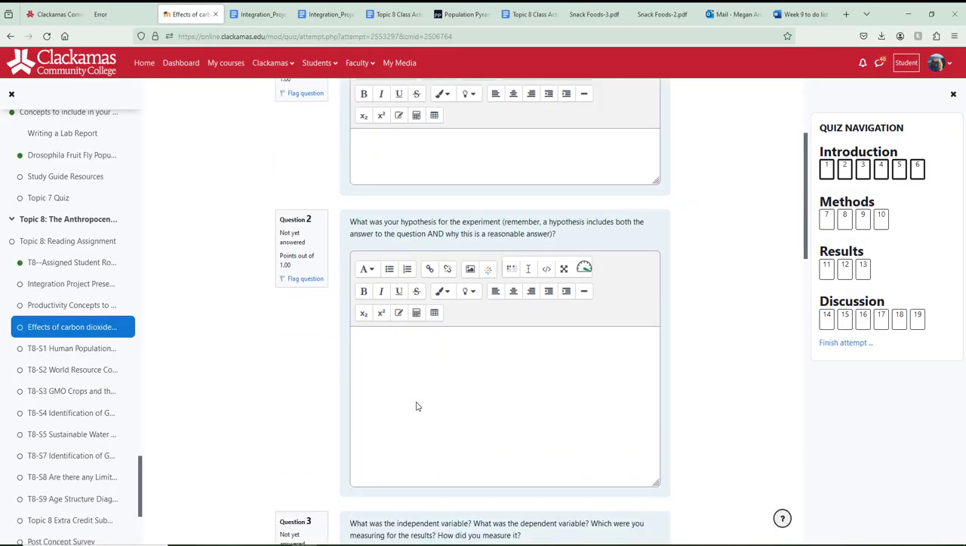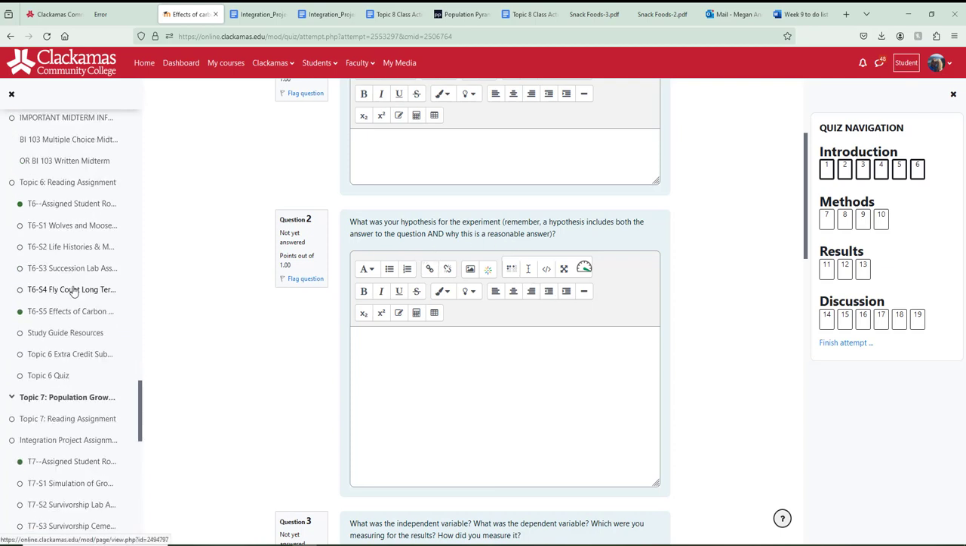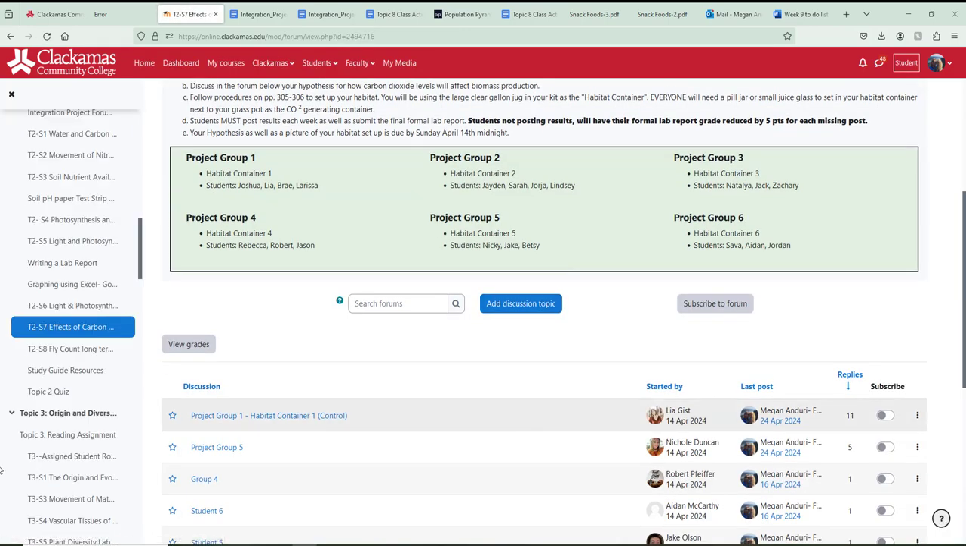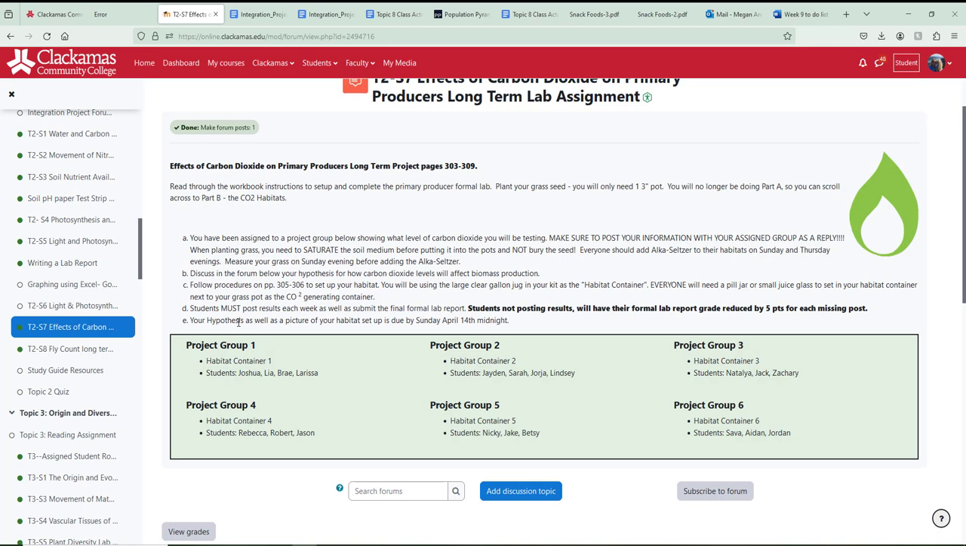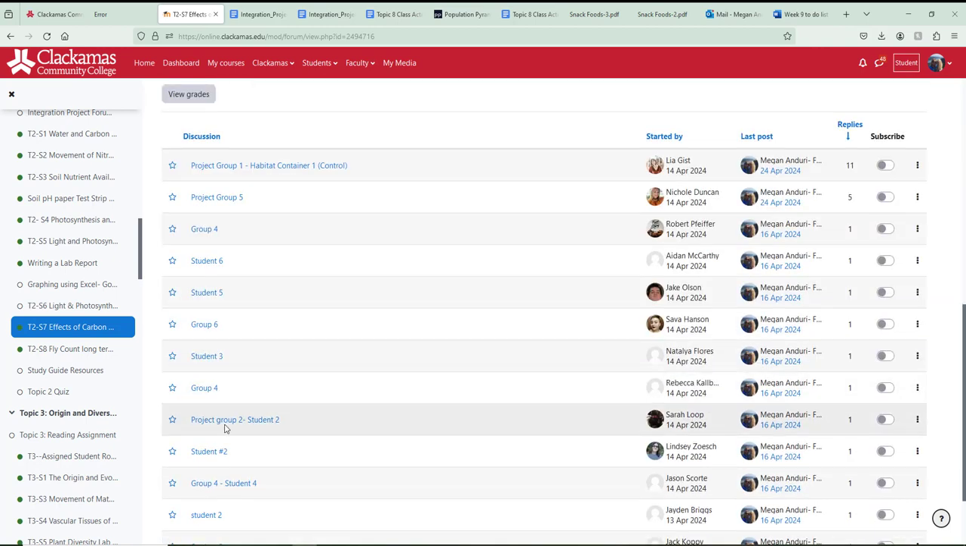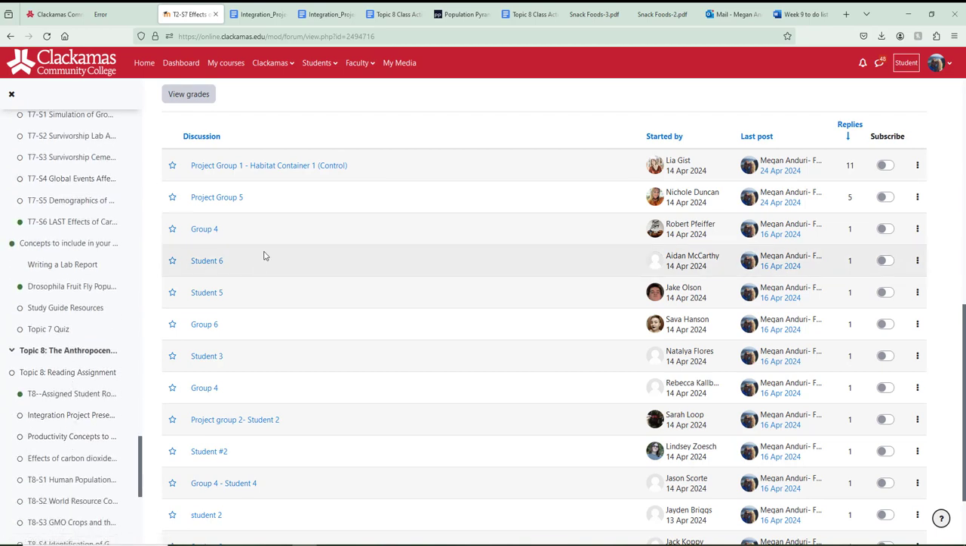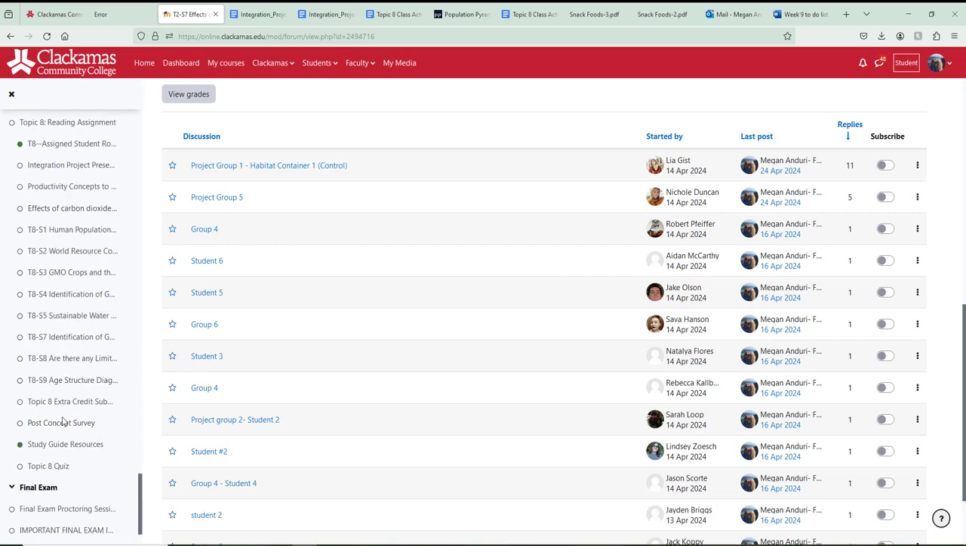It's 1 point. What was your hypothesis for the experiment? Remember, a hypothesis includes both the answer to the question and why it's a reasonable answer. So you might want to go back to where we made our first hypothesis. I think it was way back here. Yes, your hypothesis is here. So you can go back and see what your original hypothesis was. Then you can jazz it up if you need to, but don't change it. Just make sure that it is in a hypothesis format.